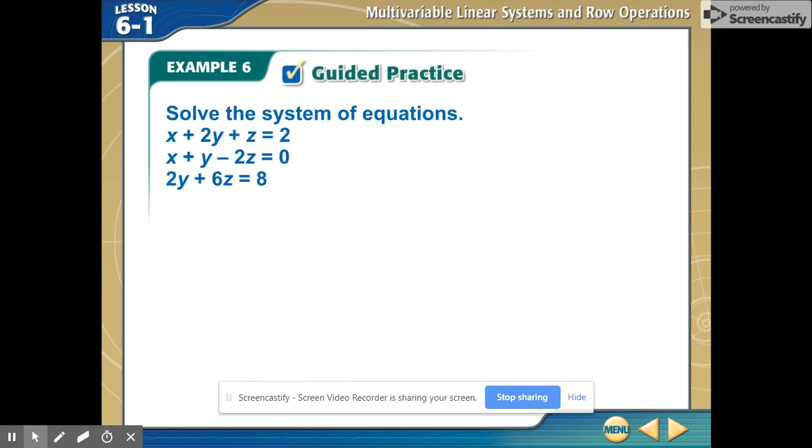All right, so we have our guided practice here. Again, you're going to pause the video and you're going to look for example 6 on your sheet, and you're going to work through that problem.